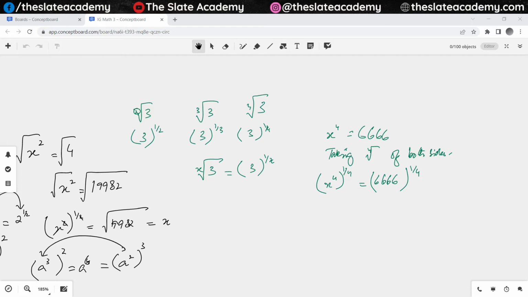All right, and once you have it in this form, 4 cancels 4, so x is equal to 6666 to the power 1 over 4. And you know how to now put fraction and power, so you write 6666 x to the power on your calculator and 1 divided by 4.